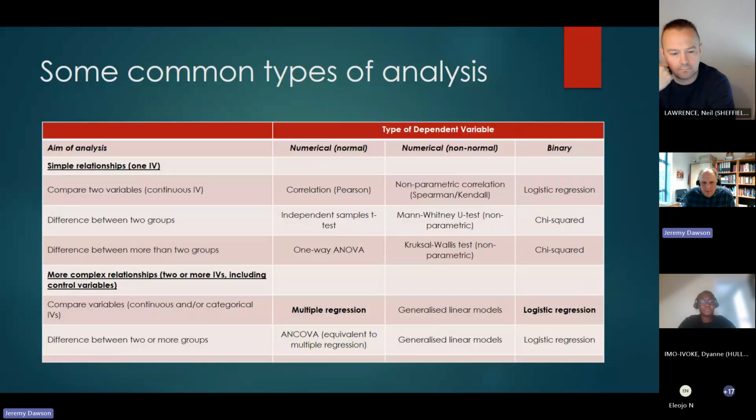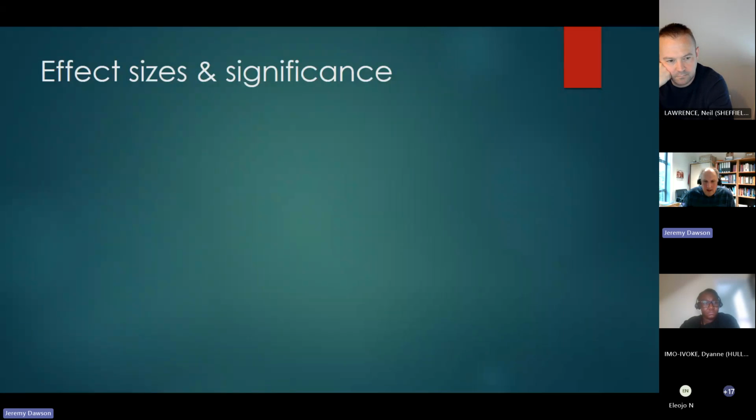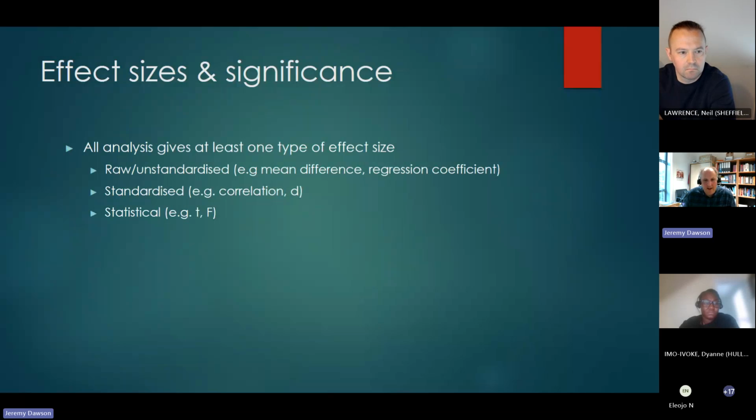But given we're now talking about the analysis side of things, it's worth spending a few minutes thinking about what we get out of the analysis, how you would treat that, and how you would understand what comes out of it. Because broadly speaking, there are two different types of things that you would get out of analysis if you are doing inferential statistics. The first is some kind of effect size.